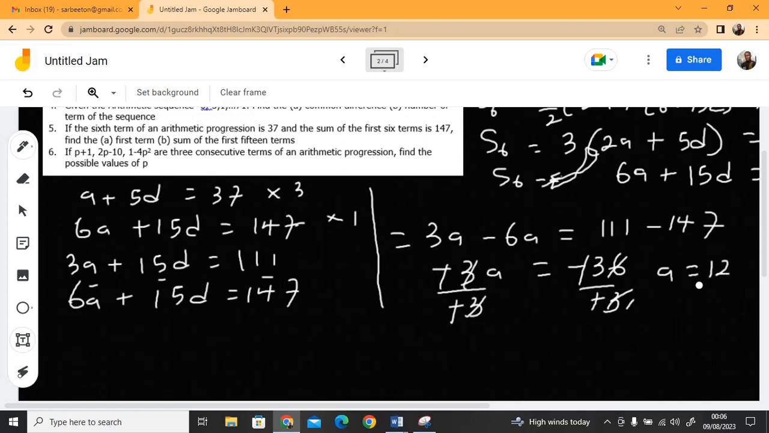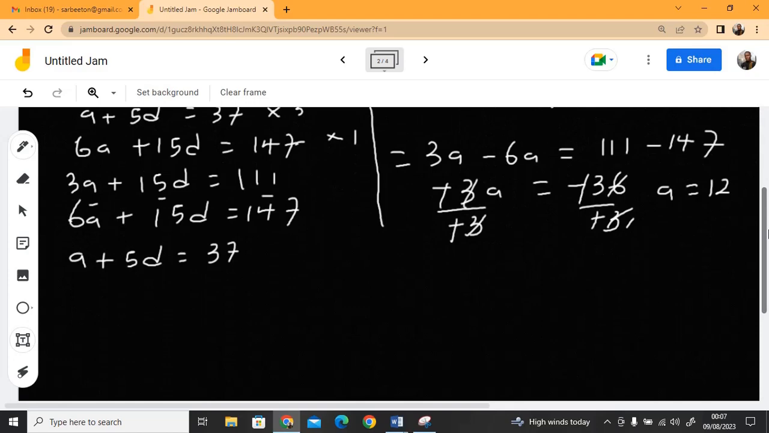So anywhere I see a, I'll put 12 in any of the equations. I'm going to use equation 1. So anywhere there is a, I will replace it with 12. My equation 1 is a plus 5d equals 37. So instead of a now, it will be 12.